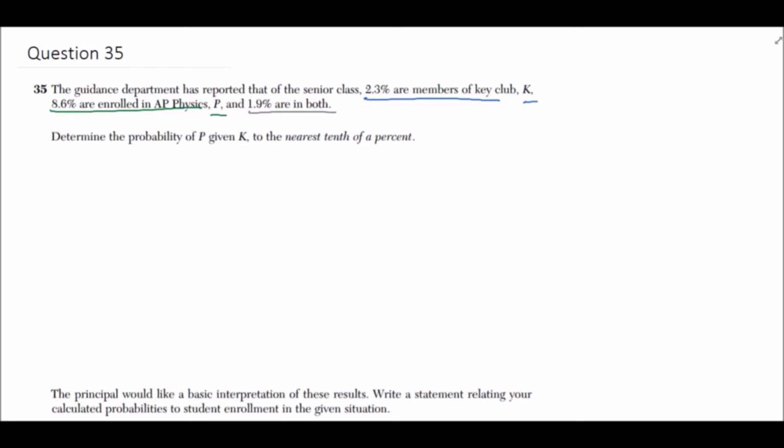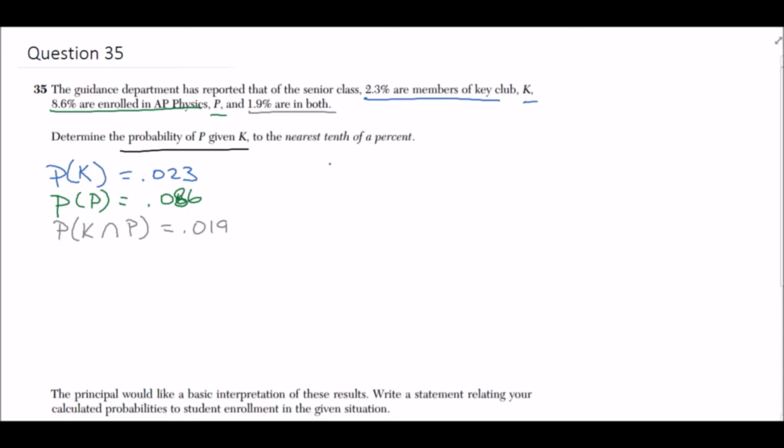So let's decode that. That means that the probability of K is 0.023. The probability of P is 0.086. And then the probability of K and P is 0.019. And the question is, determine the probability of P given K.